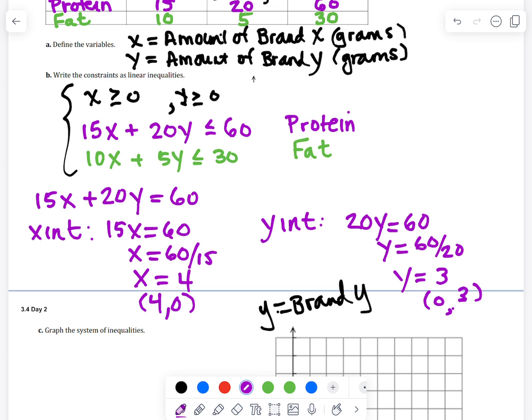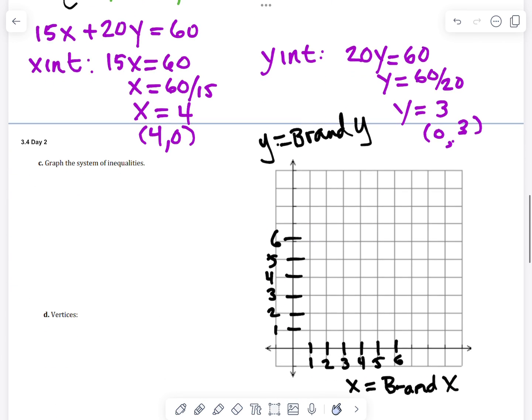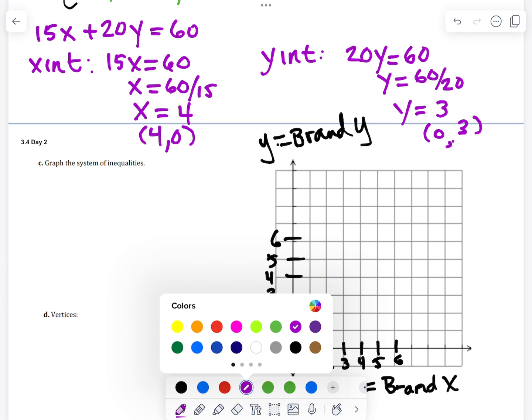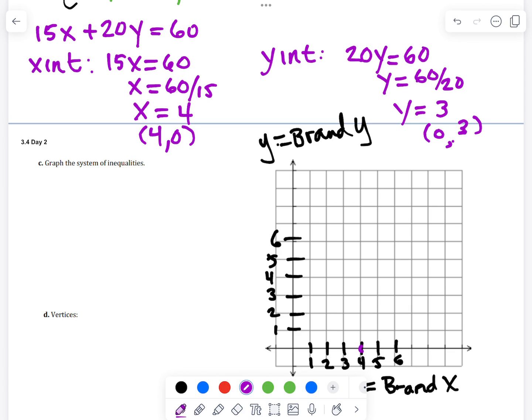So let's go ahead and graph that inequality. So the x-intercept was 4, 0. The y-intercept was 0, 3. When we shade it, it'll be less than or equal to.